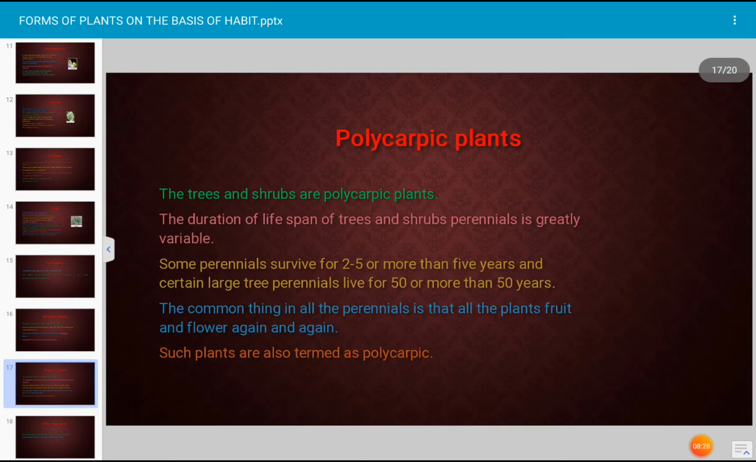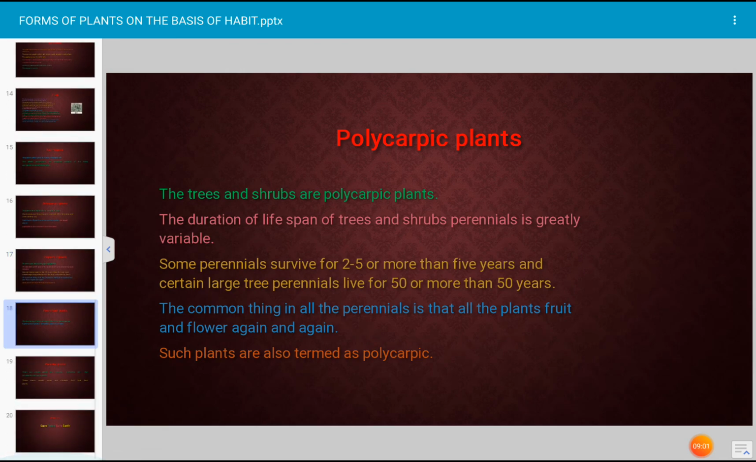Next, polycarpic plant. The trees and shrubs are polycarpic plants. The duration of lifespan of trees and shrubs, perennials, is greatly variable. Some perennials survive for 2 to 5 years or more than 5 years, and certain large tree perennials live for 50 years or more than 50 years. The common thing in all the perennials is that the plants flower and fruit again and again. This is very important. Such plants are also termed as polycarpic plants.